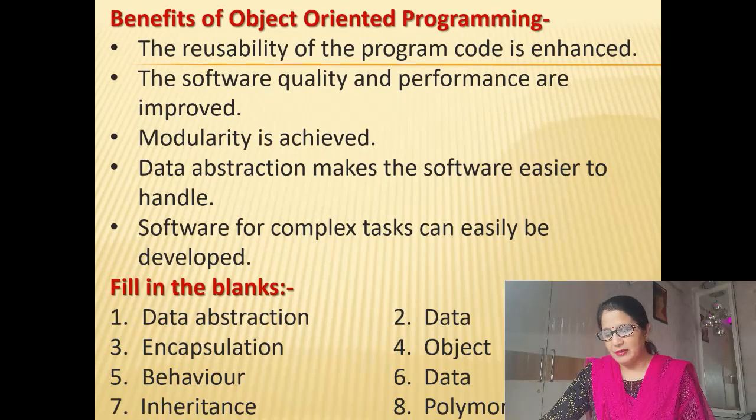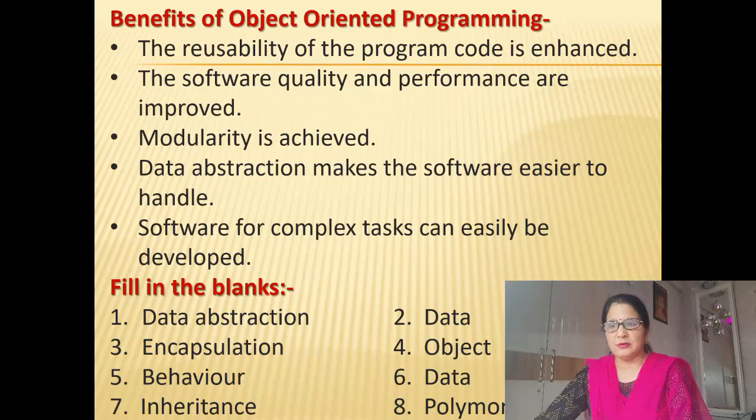For number 5, the objects may communicate with each other through behavior. In POP, procedure oriented programming, the global data are loosely attached to the data. The process by which a class acquires the properties from another class is known as inheritance. In object-oriented programming, using a function for many purposes is termed as polymorphism.